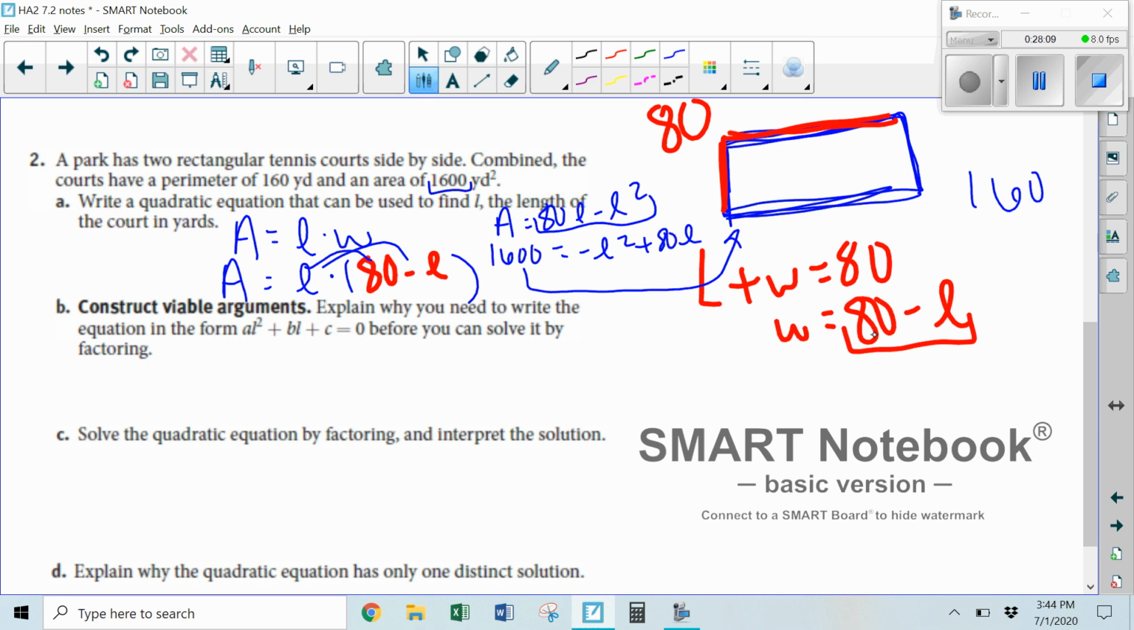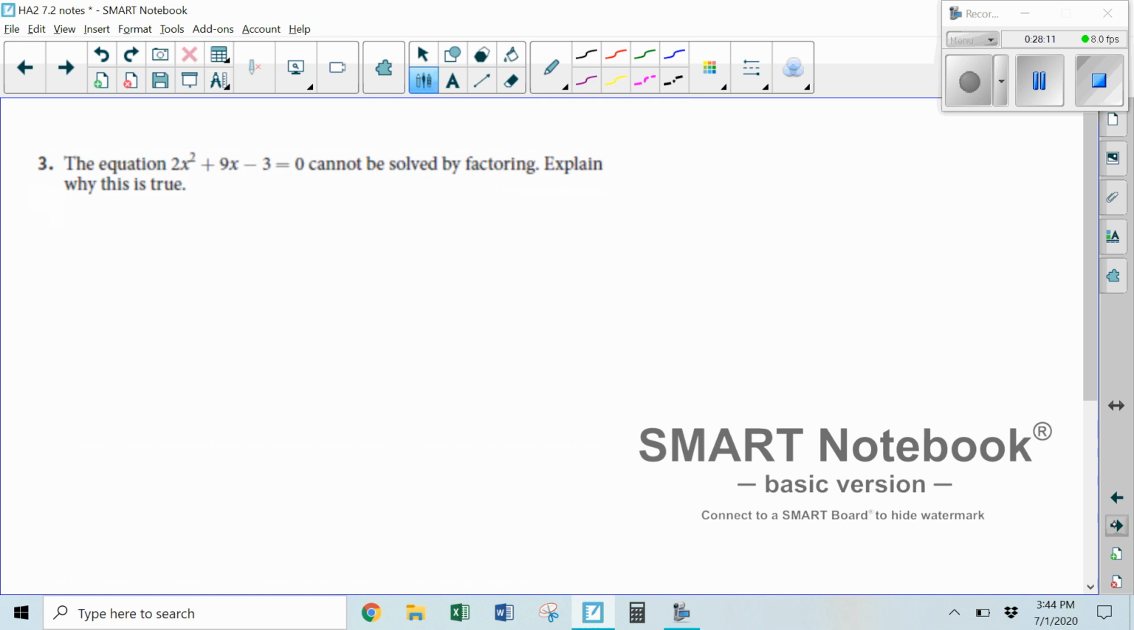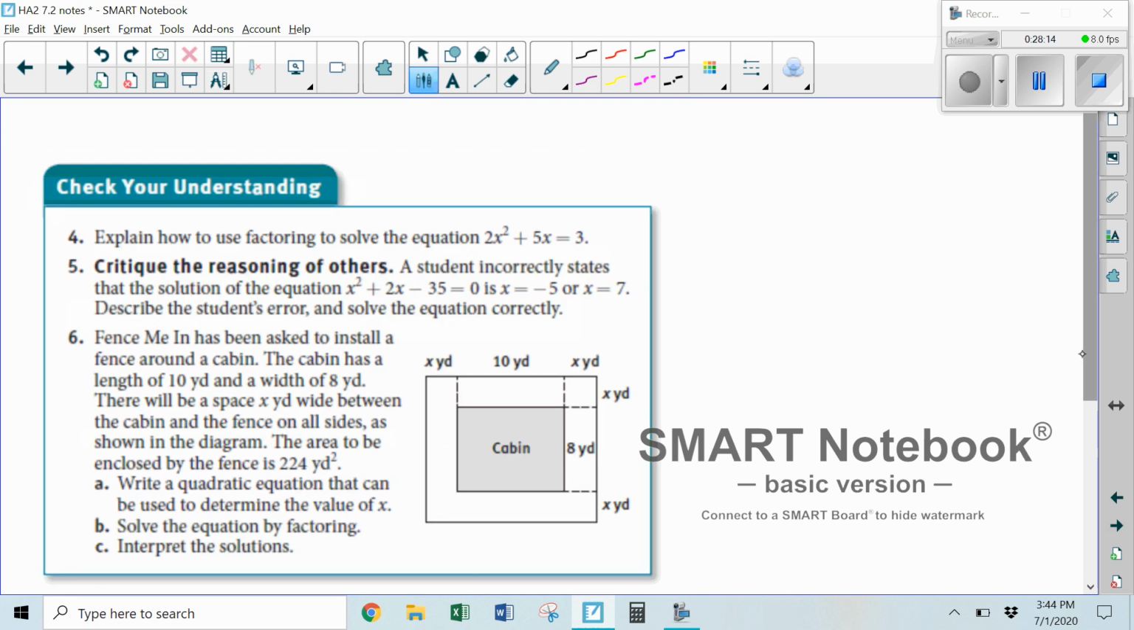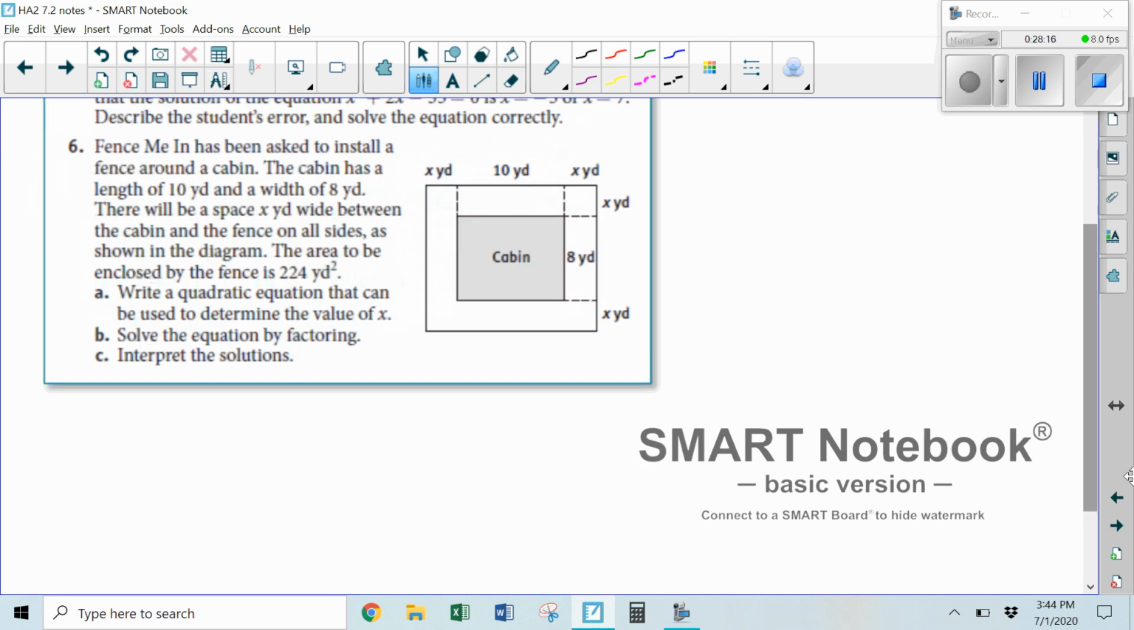Let's go to number 6. Number 6 looks hard because there's a picture. It's not going to be too hard. Number 6, Fence Me In has been asked to install a fence around the cabin. The cabin has a length of 10 yards and a width of 8 yards. There will be a space X yards wide between the cabin and the fence on all sides as shown in the diagram. The area to be enclosed by the fence is 224 yards. All right. Part A, write a quadratic equation that can be used to determine the value of X.